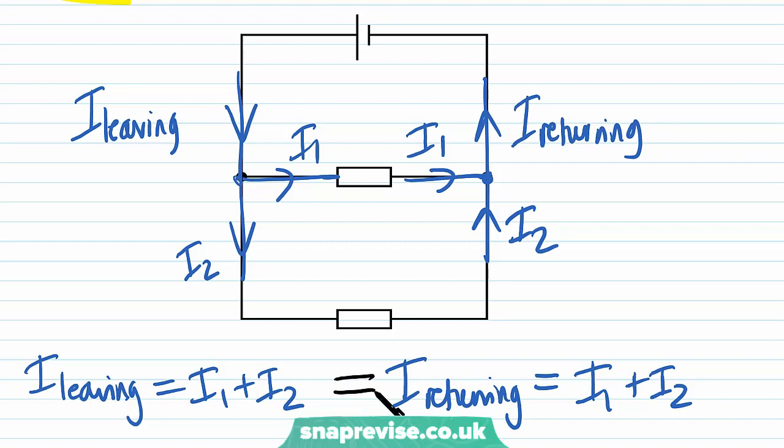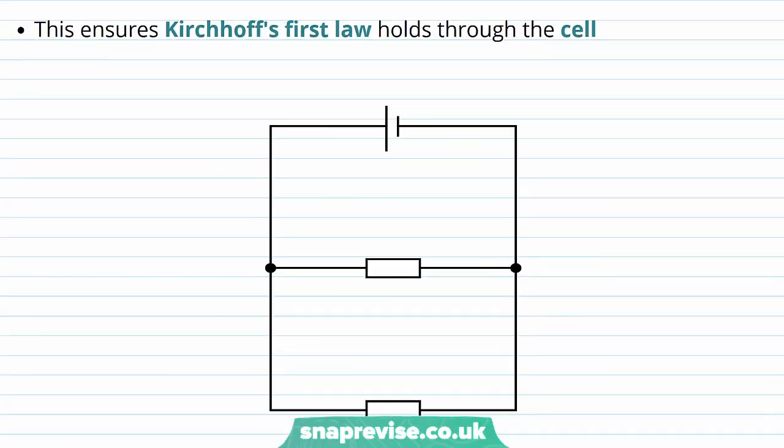So these two are equal. They're both equal to I1 plus I2. So this ensures that Kirchhoff's first law holds through the cell. So we've said that the current coming out of the cell, I out, is equal to the current going into the cell, I in. The current leaving is equal to the current that then returns.